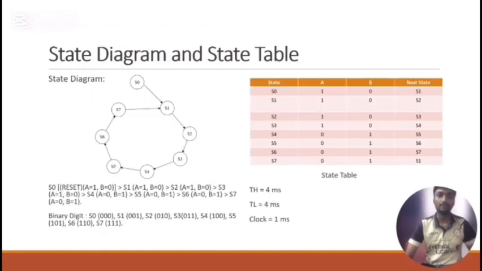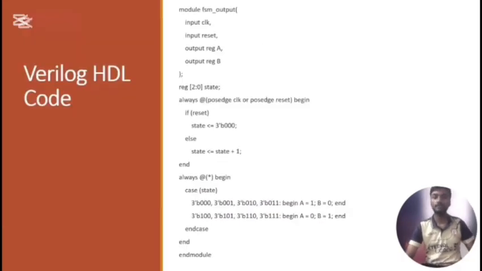The next slide is about the state diagram and state table. Here we outline the state behavior of the FSM in our system. The state machine moves from S0 to S7, with each state representing a unique binary count from 000 to 111. Transitions from S0 to S3 correspond to output A equal to 1 and B equal to 0. From S4 to S7, the values shift to A equal to 0 and B equal to 1. This model ensures controlled state transitions aligned with clock timing. This is the Verilog HDL code.